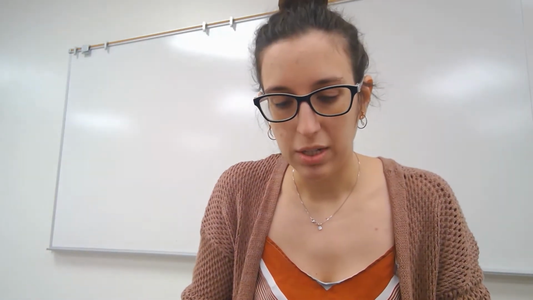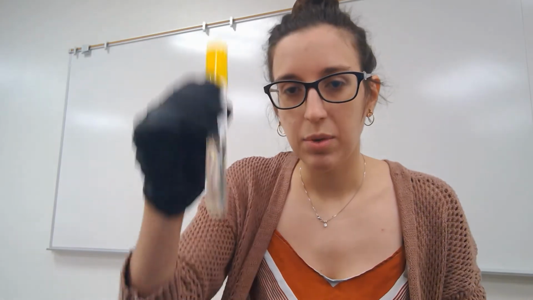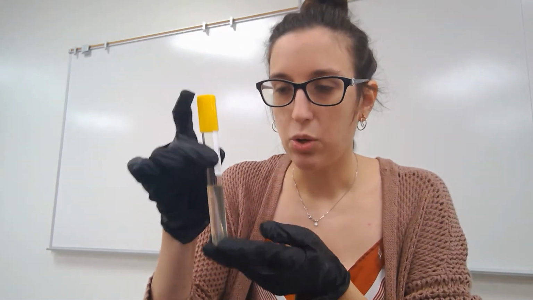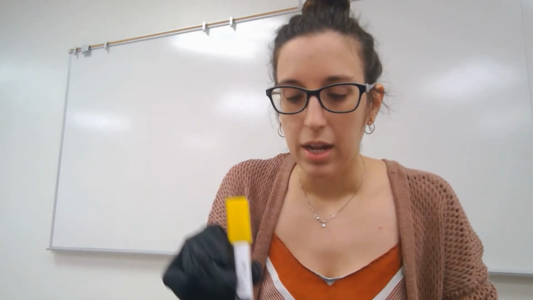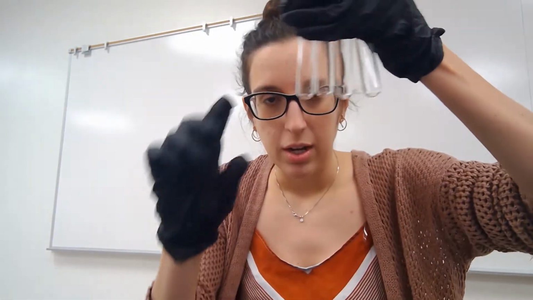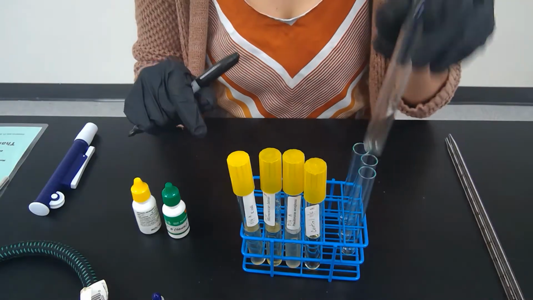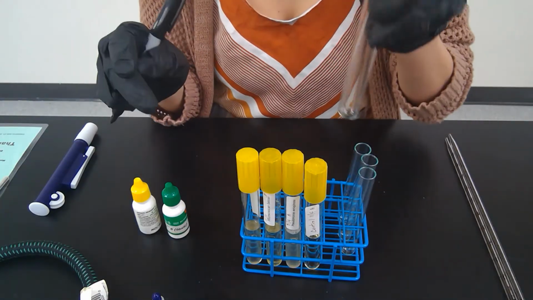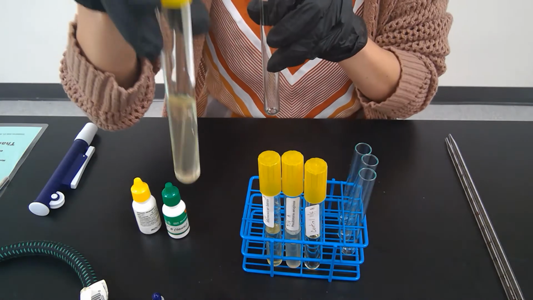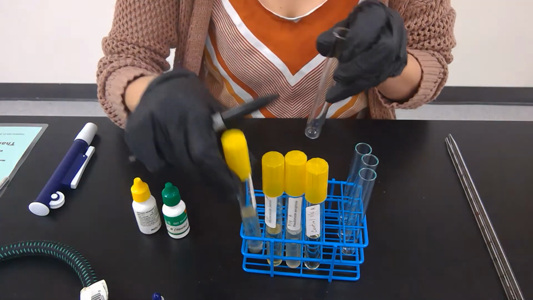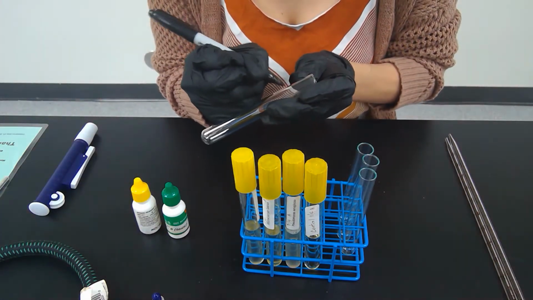So what we're going to do today is take some of this medium that your bacteria has been growing in, and put it into separate tubes, a smaller amount, and then add our reagents. Just to make sure we keep everything straight, we're going to put some of this E. coli into a new tube. Okay, so we're going to label that E. coli.